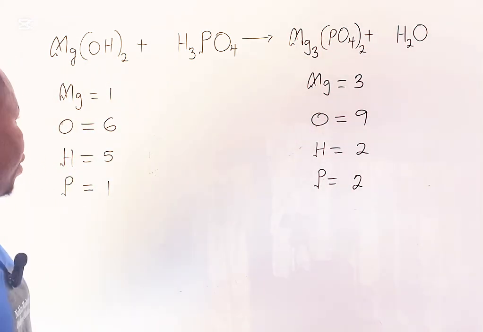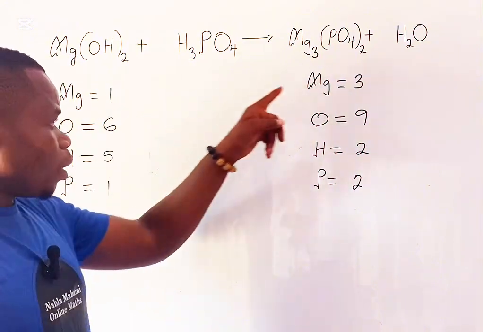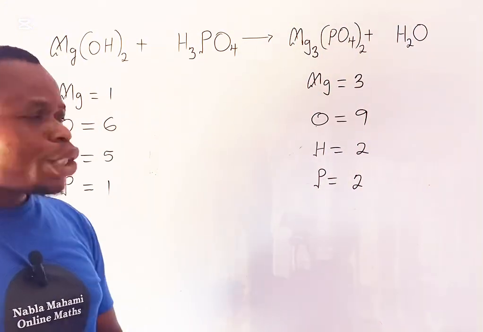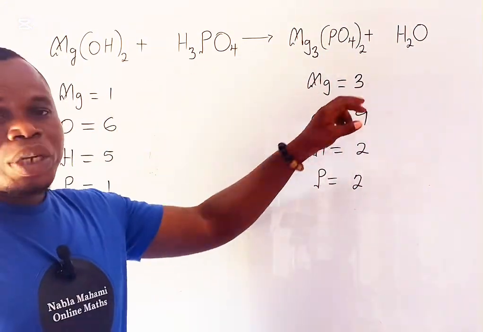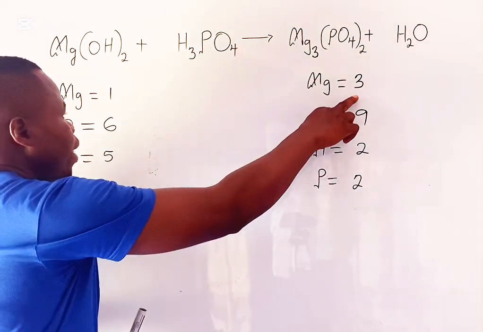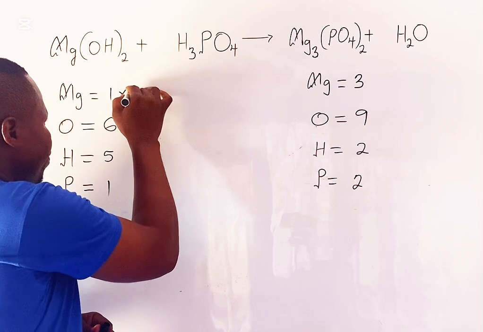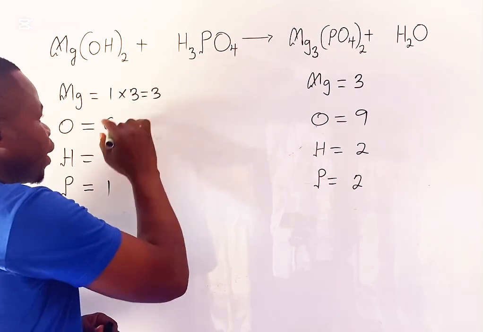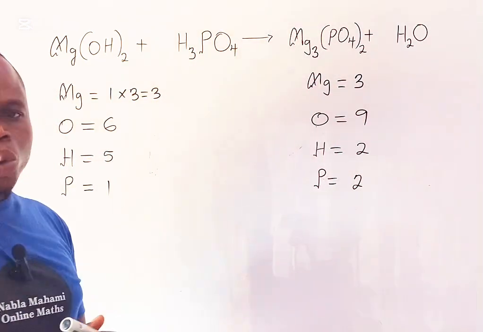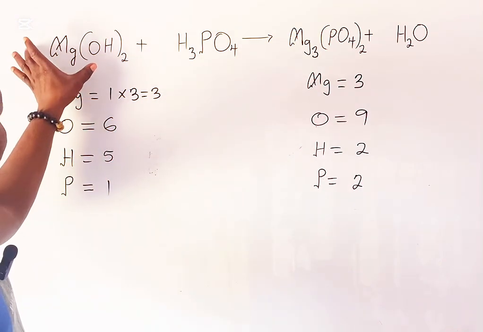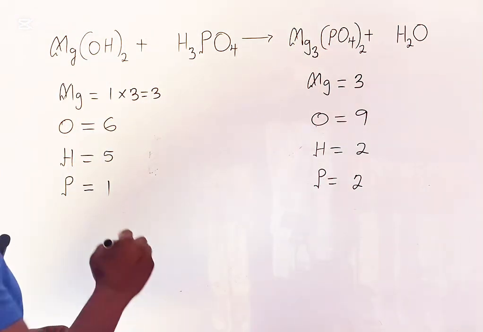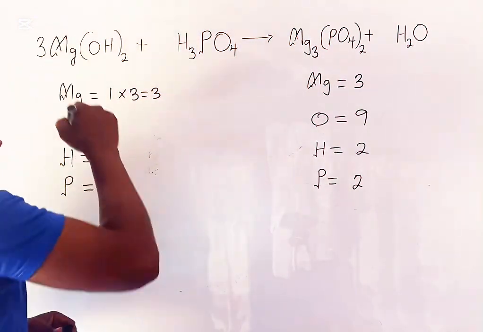And to balance Mg, here we have 1, this side we have 3. Now we have to make sure that what we have here will be the same thing as what is here. So since here is 3 and this is 1, I'm going to multiply this 1 by 3. And the result will be 3. So we now have 3, 3. So you go to the reaction side, wherever you see Mg, you write 3 as coefficient.